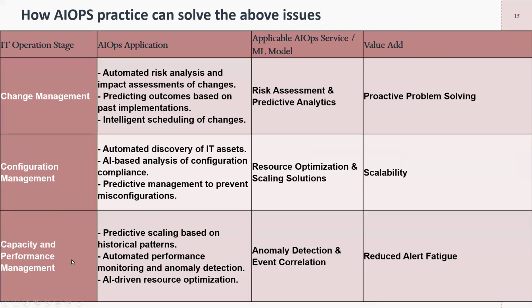And then capacity and performance management: predictive scaling based on historical patterns, automated performance monitoring and anomaly detection, AI-driven resource optimization, and the applicable AIOps service or ML model is anomaly detection and event correlation. Value added here by implementing AIOps is reduced alert fatigue.